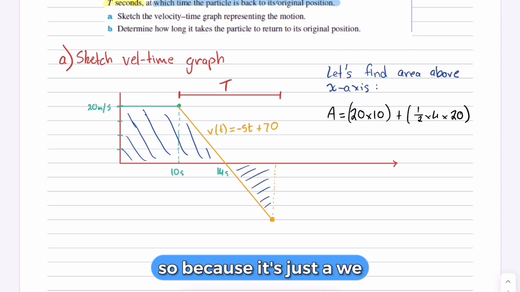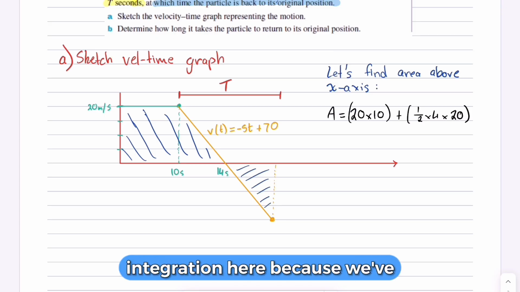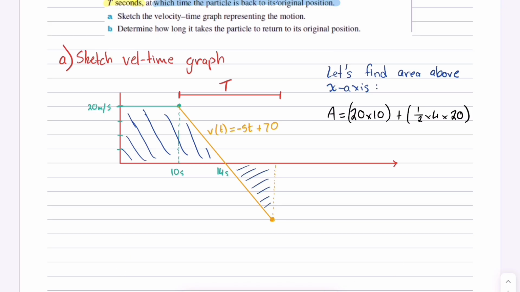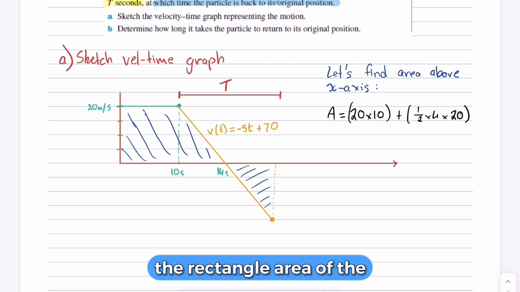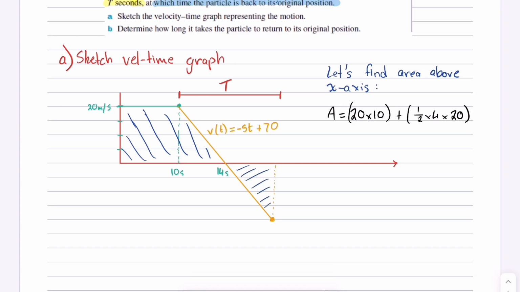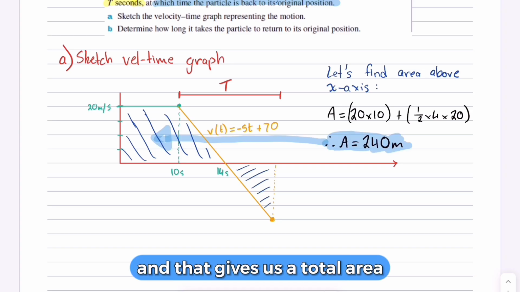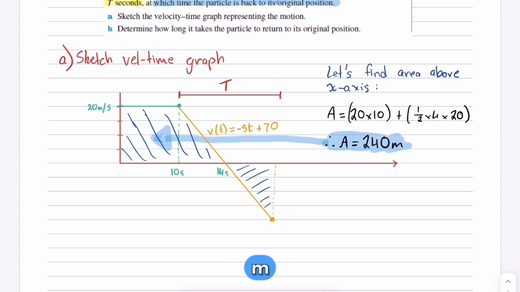Because we don't really have to use integration here, as we've got a rectangle and a triangle, we can just find the area of the rectangle and the area of the triangle and add them together, which is what I've done, and that gives us a total area of 240 meters.